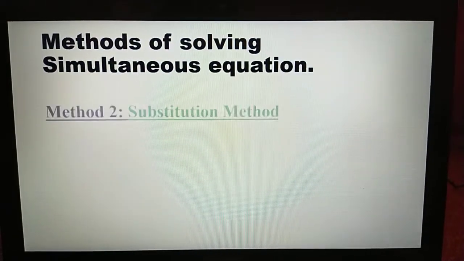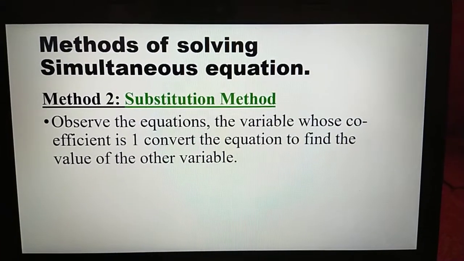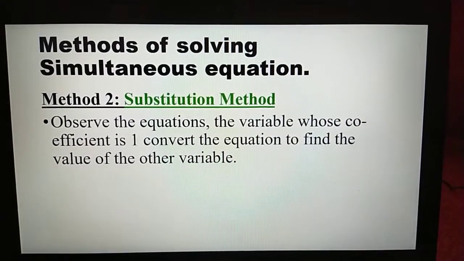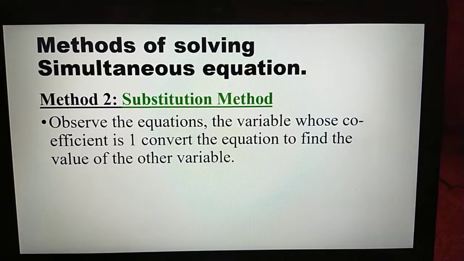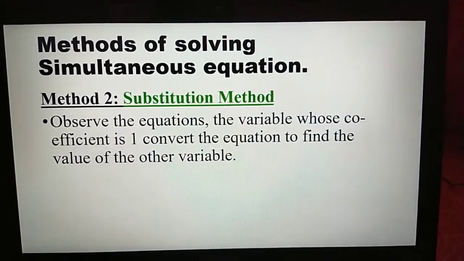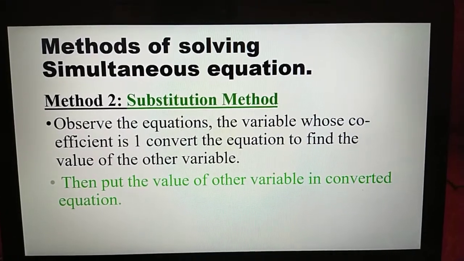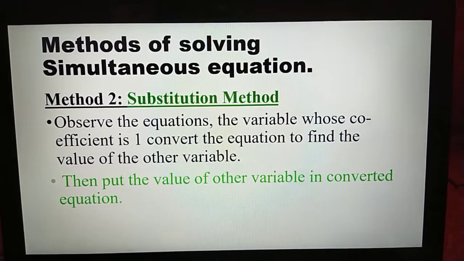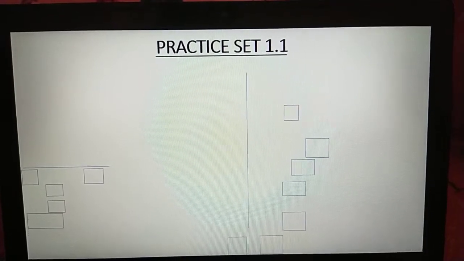The next method is the substitution method. In this method you have to observe the equations and see which variable has coefficient 1, and then convert that equation to find the value of one variable. Then put that value in the other equation and get the solution. Only 3 steps. Now let's start with practice set 1.1.